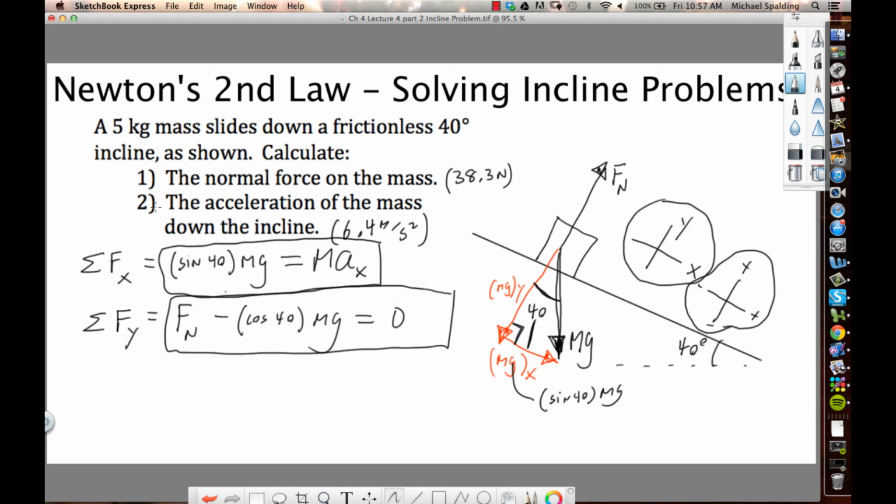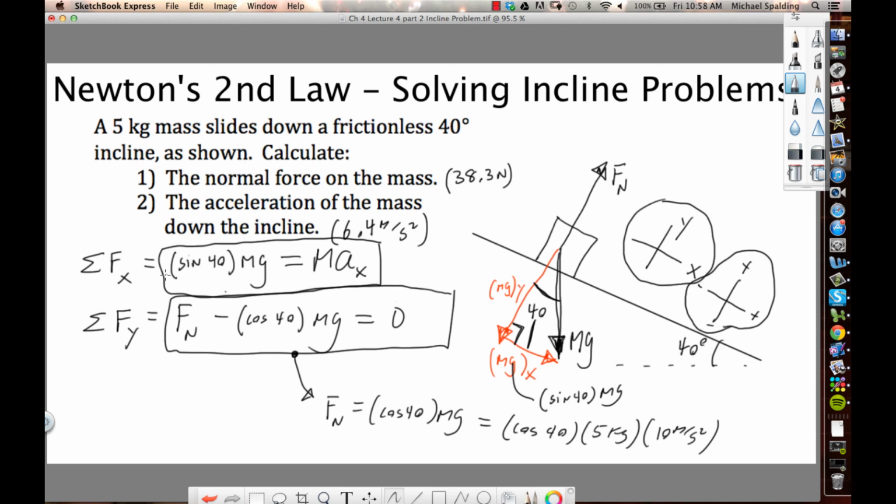So finding the normal force. The first question is find normal force. So you take this equation here. Normal force is going to be cosine 40 mg. So plugging numbers in, cosine 40, the mass is 5. In class, I use gravity as 10. When you guys are doing the homework, use 9.8 because that's what the book uses. But using gravity as 10, you get 38.3 newtons.